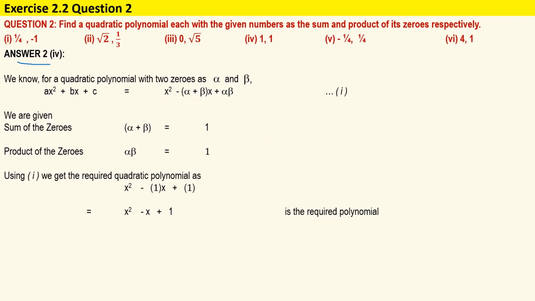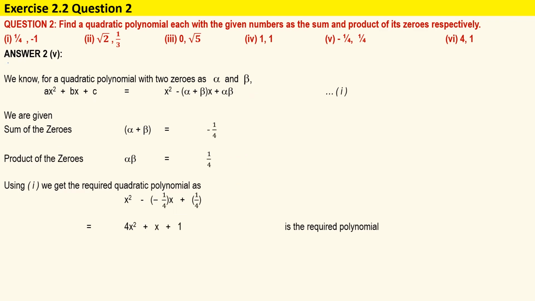Answer to part 4. We know that the quadratic polynomial can be written as ax square plus bx plus c, which can be further written as x square minus alpha plus beta x plus alpha beta. In our question, we are given sum of the zeros as 1 and the product of the zeros is also 1. This is given to us. Let's enter these two values in this equation and based on that we get the polynomial as x square minus 1x plus 1, which gives us the polynomial as x square minus x plus 1, and this is our answer.